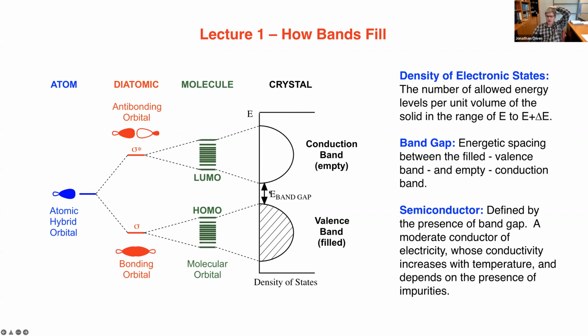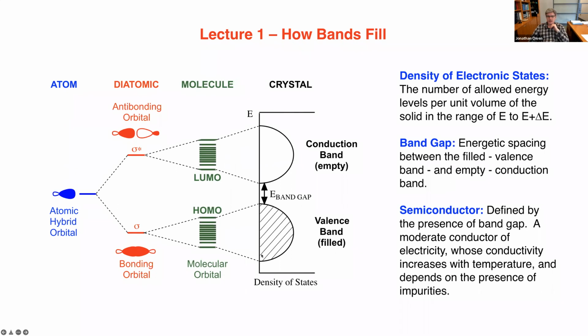An important property of these sorts of things that we're going to talk about is something called the density of electronic states, which is the number of allowed energy levels, or the number of molecular orbitals per unit volume of the solid. It's got volume units because you've got to define by how much if you're counting the number of levels in a particular range of energy. And that's plotted here on the x-axis.